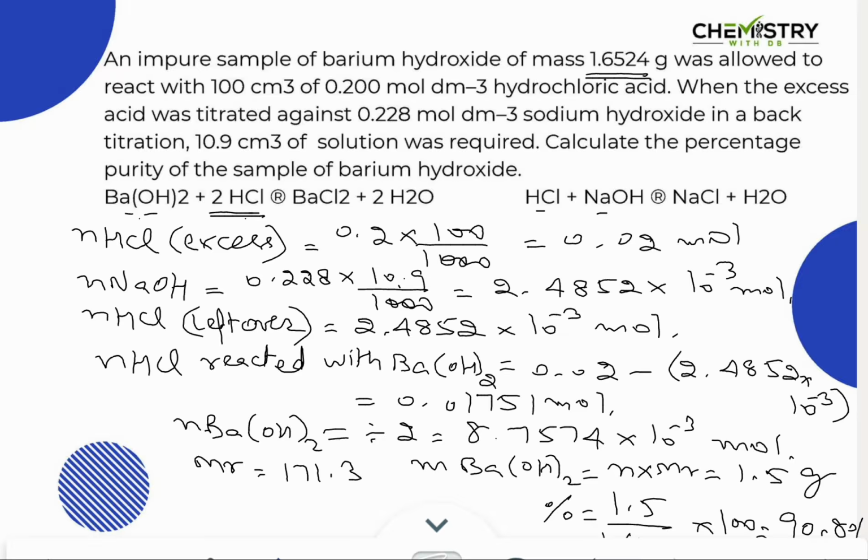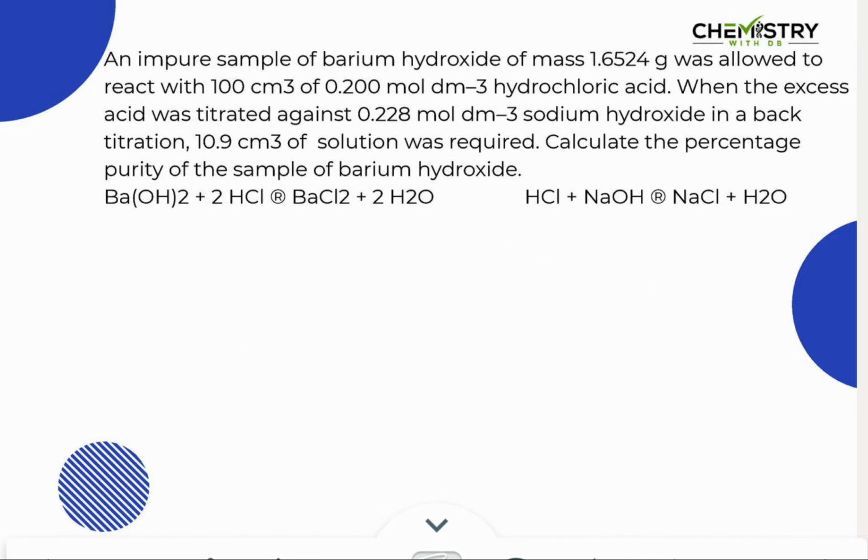So I hope you were able to understand this back titration numerical. So I have uploaded this another time, the numerical. So you can pause this video and maybe you can do this one now to see how you get along with this. And I hope you were able to understand the concept of back titration.